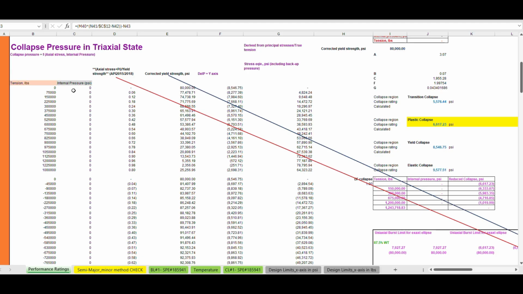We could also specify the tension and the backup pressure in PSI, or we could do that in pounds using that cross-sectional area conversion. That's why I have these two tabs, x-axis in PSI, or x-axis in pounds. Of course, the x-axis in PSI is easily comparable to the yield strength of the pipe because it's a PSI to PSI comparison.